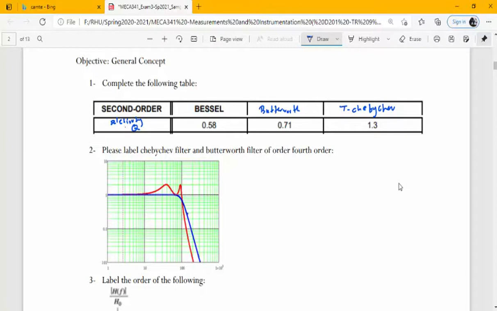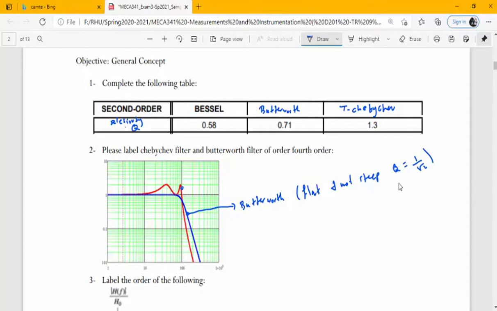The blue one is called the Butterworth filter. Why? Because it has a Q of 1 over radical 2, which in the logarithmic graphs gives a flat plot and not steep, and the quality factor is 1 over radical 2, approximately 0.707.